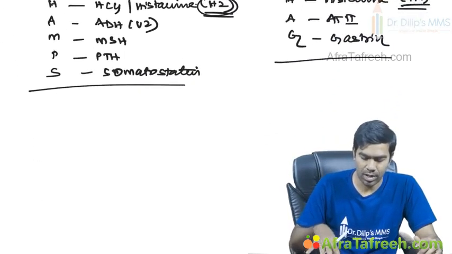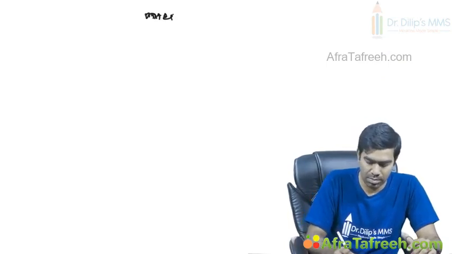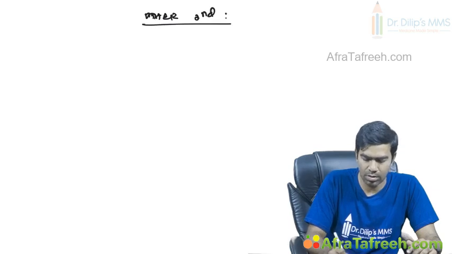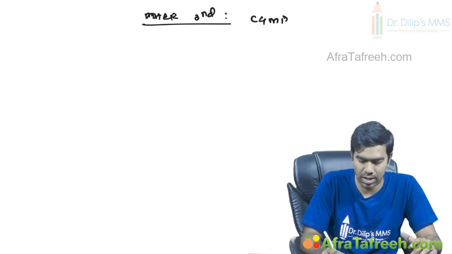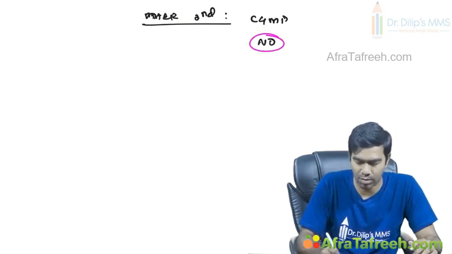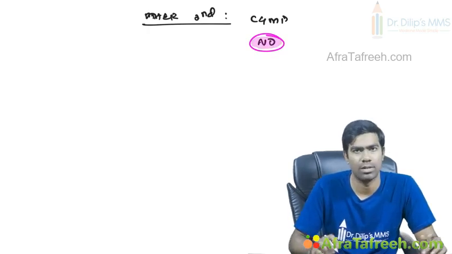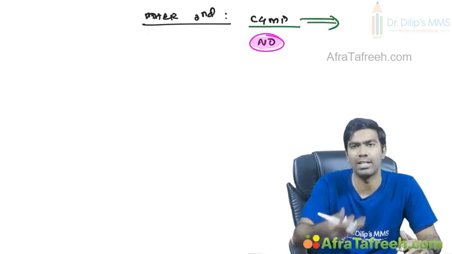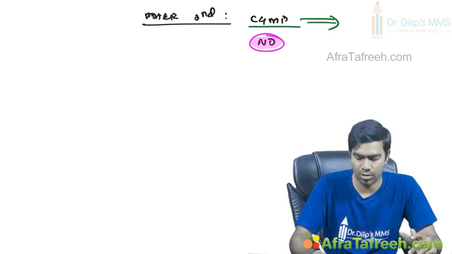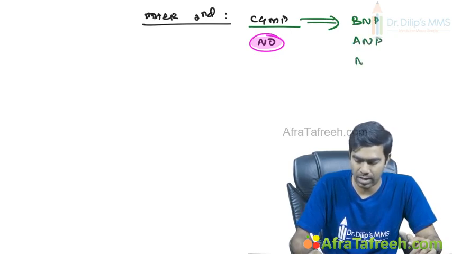Clear? Apart from that, you also have to know other second messengers. Other second messengers are typically cyclic GMP and nitric oxide. Remember, nitric oxide works through cyclic GMP, but nitric oxide itself can act as a second messenger. That you have to know. Apart from that, what are the things that work with cyclic GMP as a second messenger? So, 3 things you have to know. One is BNP, ANP, and nitric oxide.